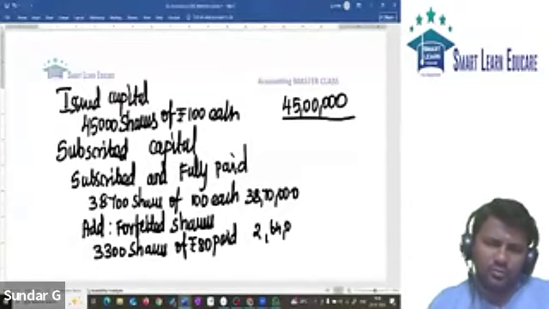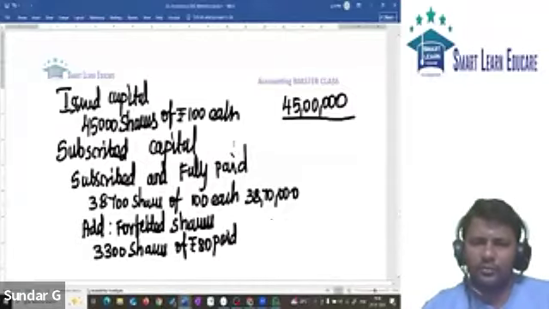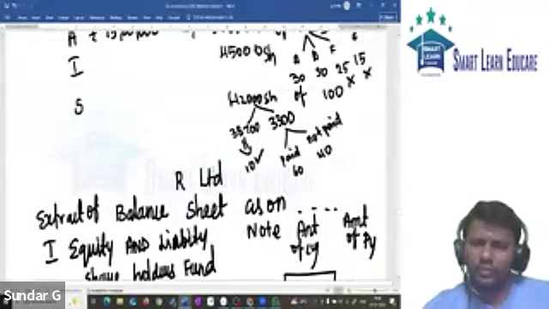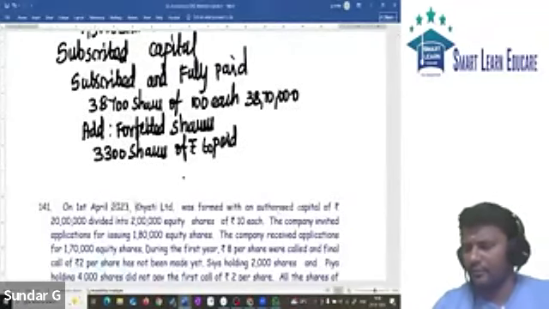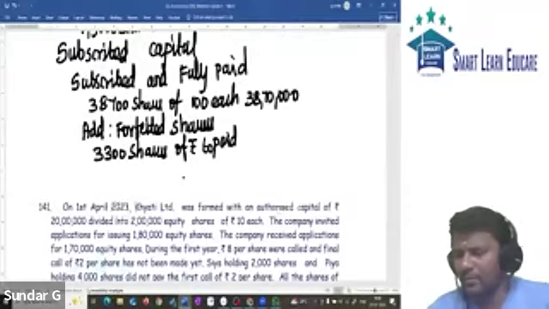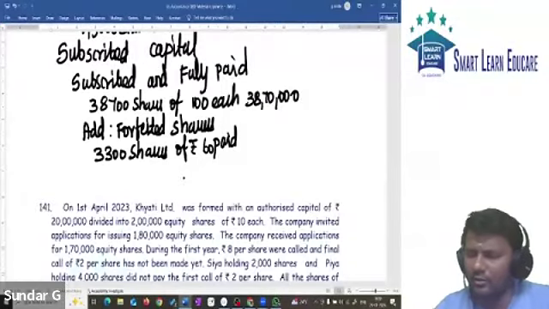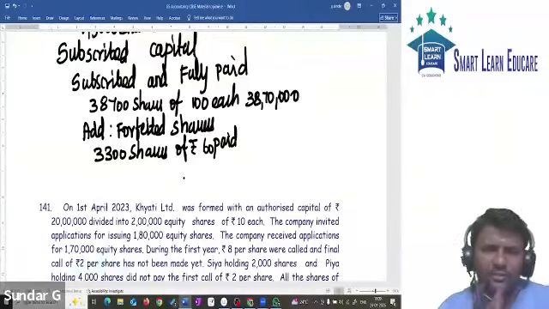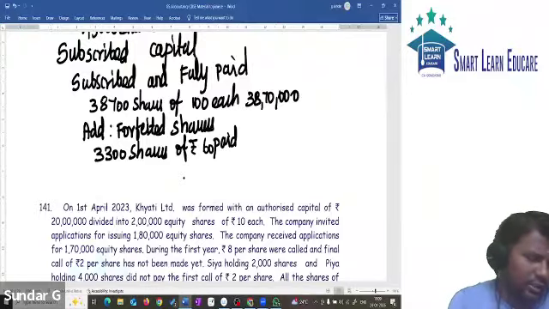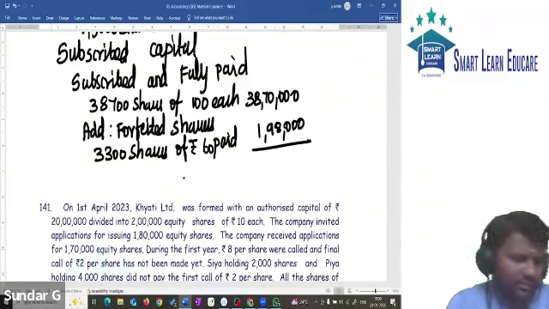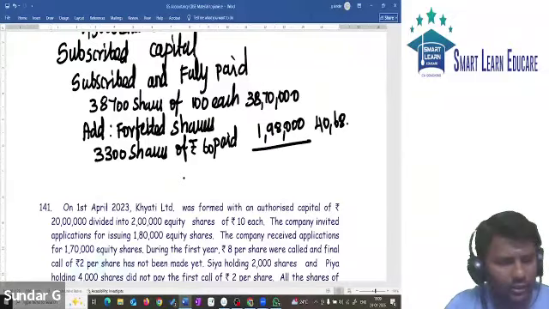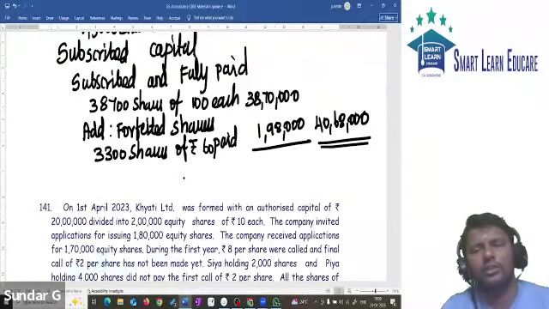Let me check once how much is paid. Oh, only 60 is paid, sorry, not 80, because the first and final call is not yet paid. We have 30 rupees on application and 30 on allotment, so the total is 60. So 3,300 into 60 will give you 1,98,000. This should be added: 38,70,000 plus 1,98,000 will give you 40,68,000. That's all, this is the final answer.